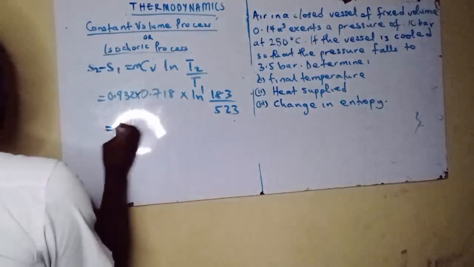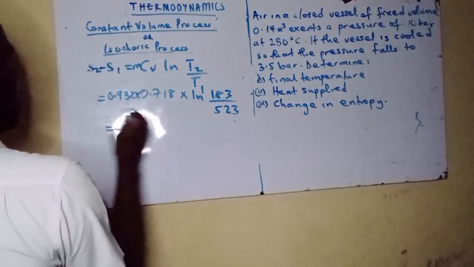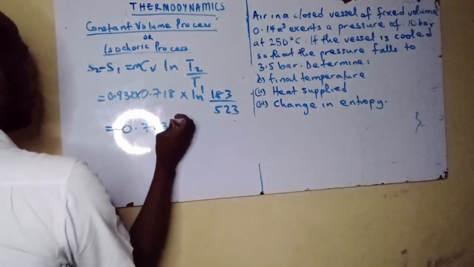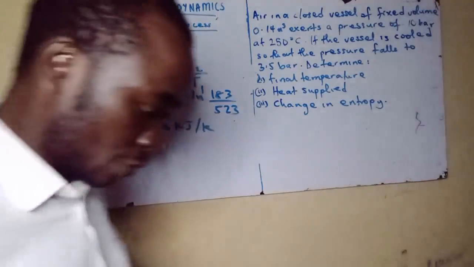Everything will give us minus 0.703 kilojoule per Kelvin. So that's how it should be.